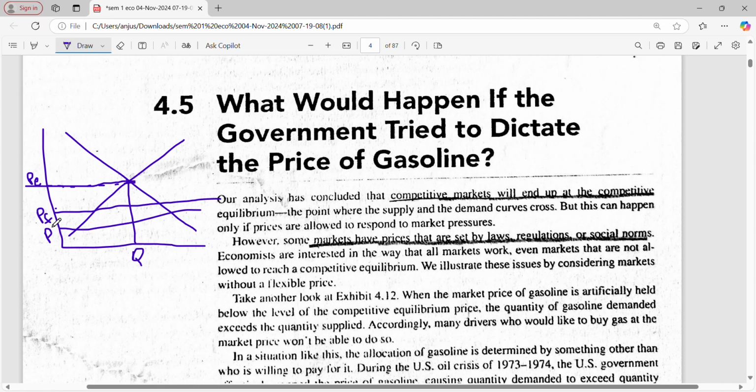Next is price ceiling. Okay, let's see what price ceiling is. In the same graph, we can see... one minute. Any other graph I'll take.